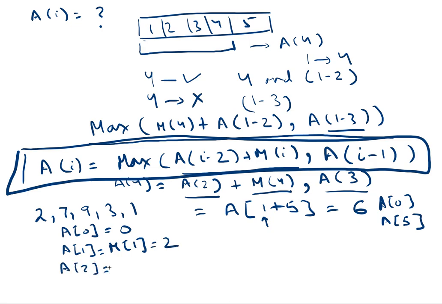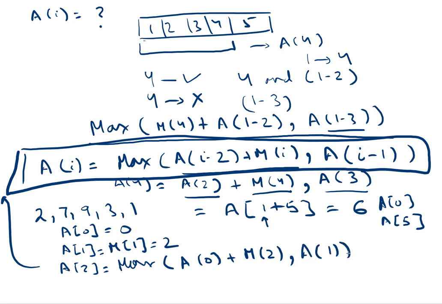Then A2 is equal to, now we will use the formula which we have derived here. So A2 is equal to max of A0 plus M2 and A1, which is 1. And then if you simply substitute the values, the value will come out to be 7, because A0 is 0, M2 is 7, and then A1 is 2. So max of 7 and 2 is 7.